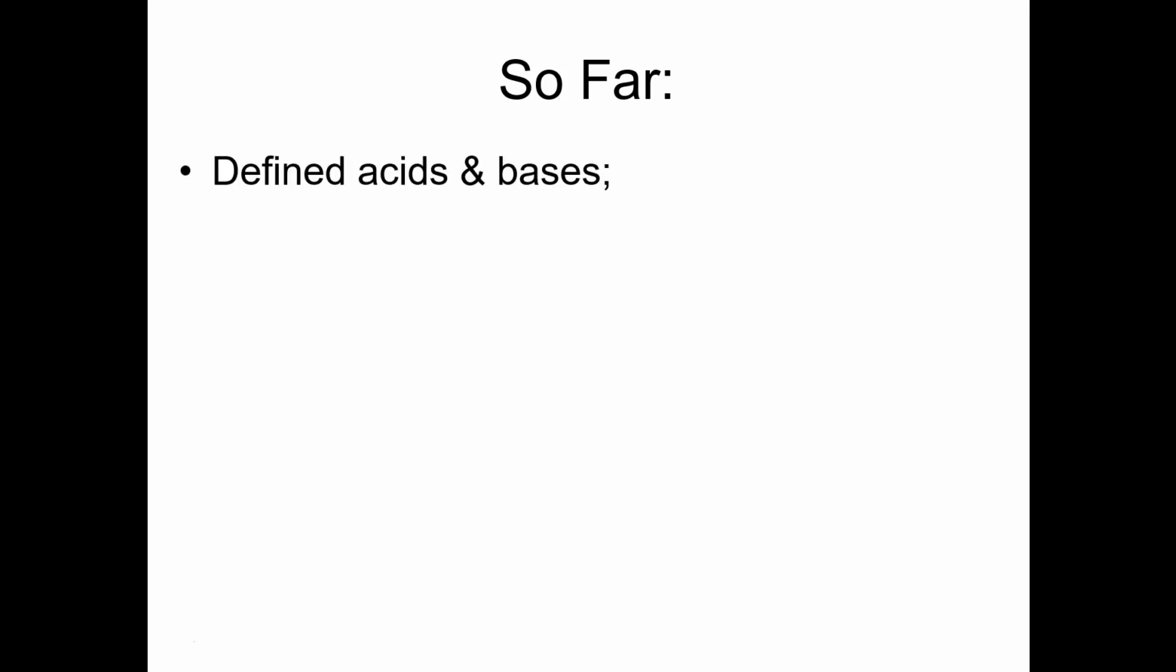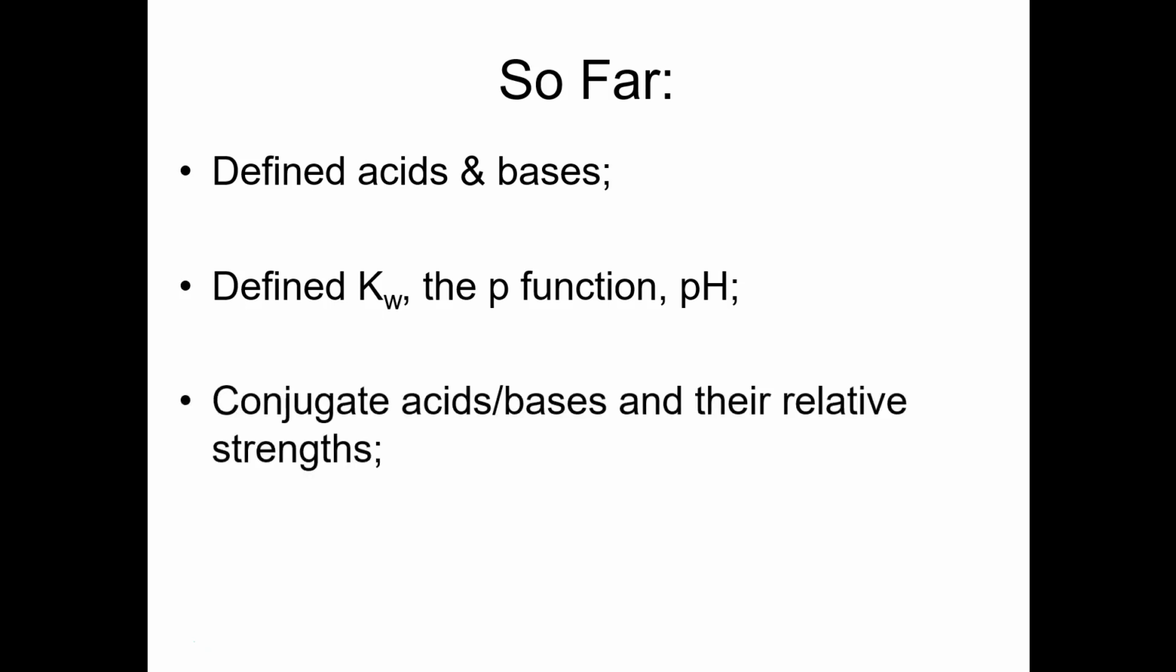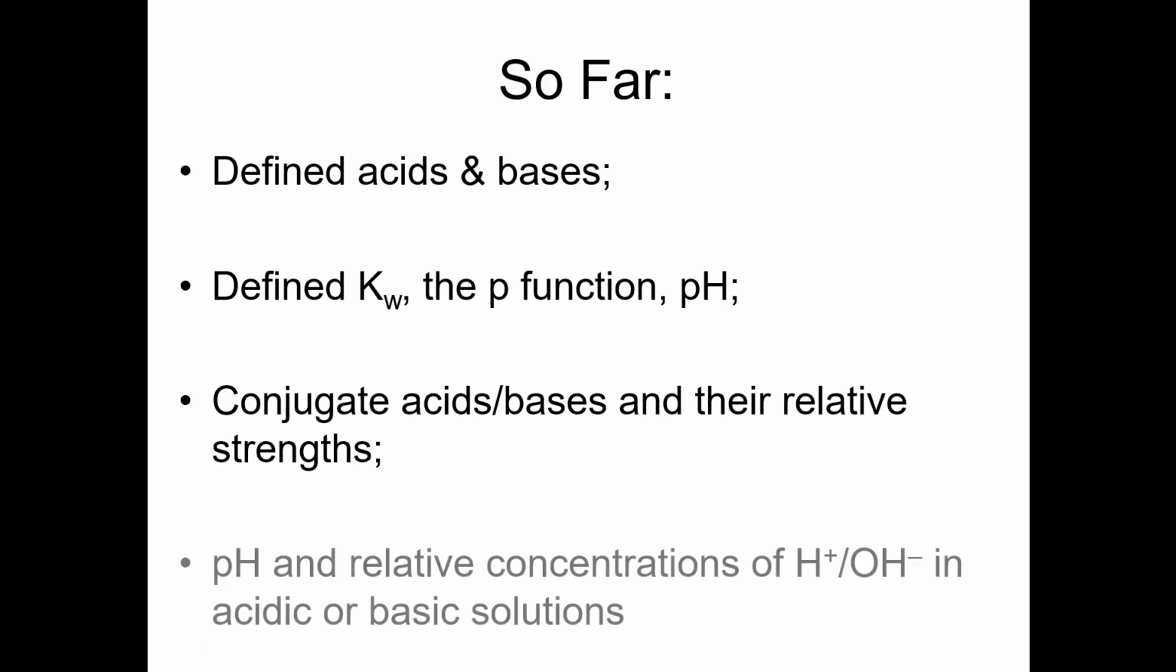The first thing was defining acids and bases, both Bronsted and Arrhenius. We defined Kw, the ion product constant for water, the P function, and pH. We talked about conjugate acids and bases, the relationship between them, how to identify them, and their relative strengths. That is, as strength on one side goes up, strength goes down on the other side. We've talked about pH and the relative concentrations of hydronium and hydroxide in either acidic or basic solutions.